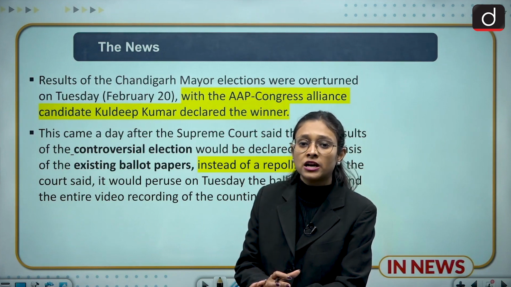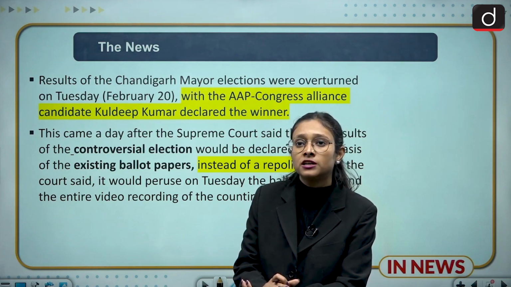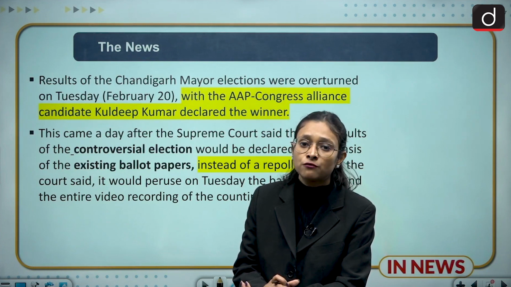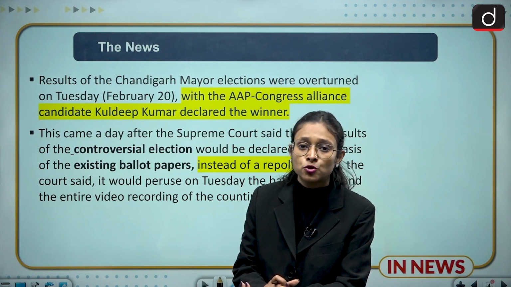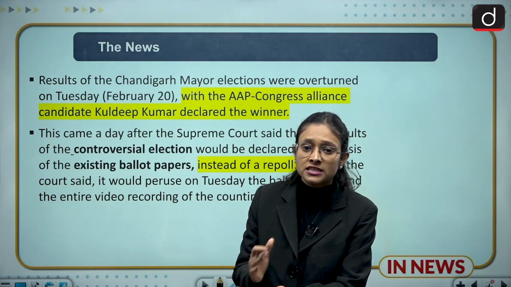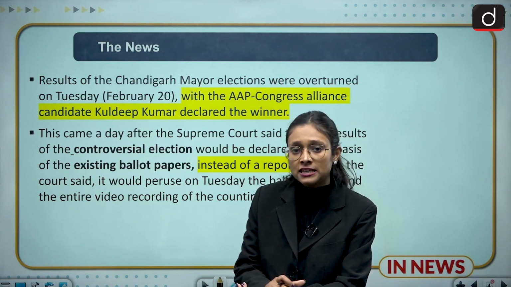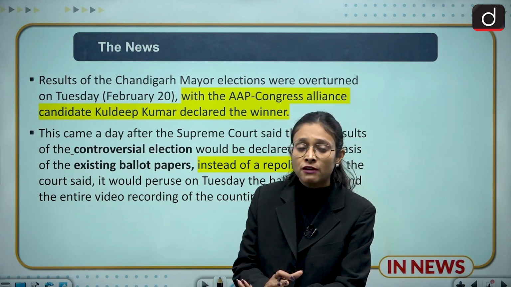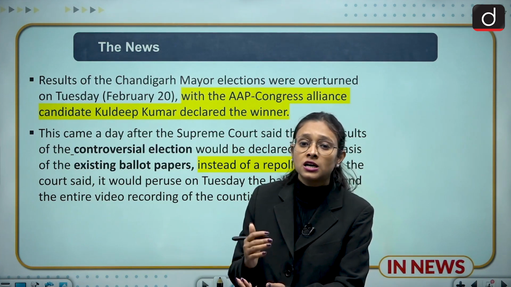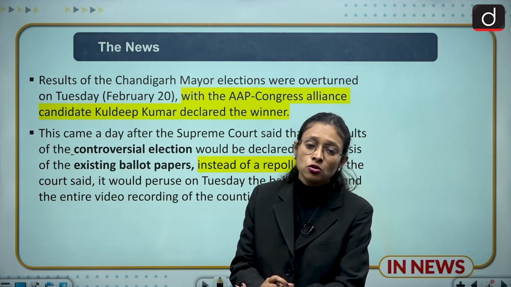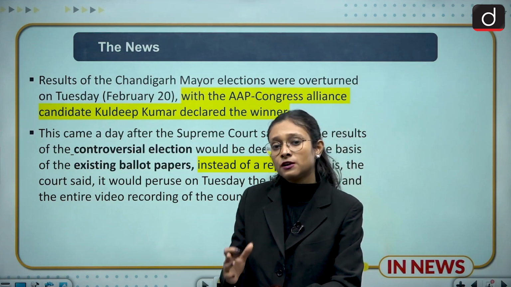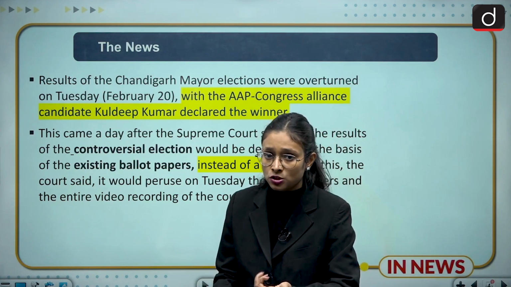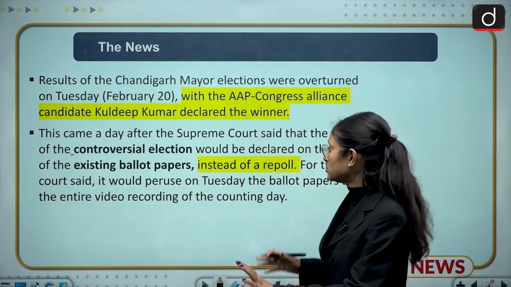After that, the Supreme Court intervened in this matter, and under Article 142 of the Constitution, the Supreme Court declared the Congress and AAP coalition leader as the winner. So this was the case, and that's why we are discussing what Article 142 is and why the Supreme Court has to exercise it. This topic is very important for your GS2 examination. So this is the brief news we are going to discuss.